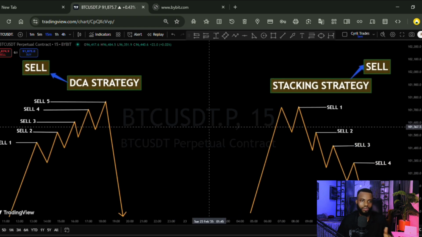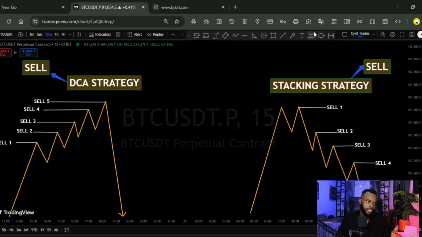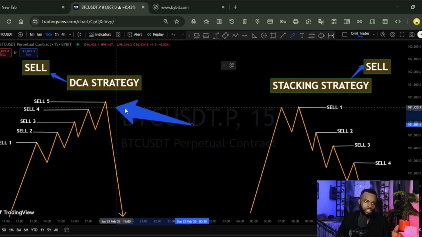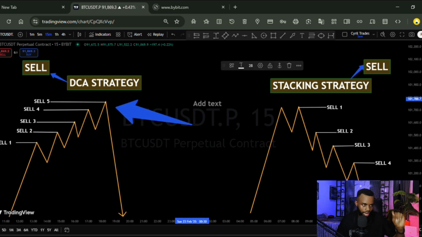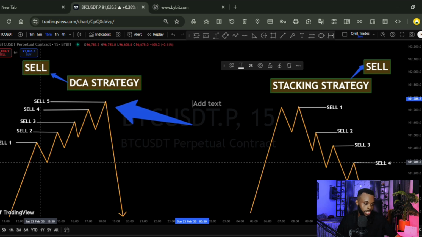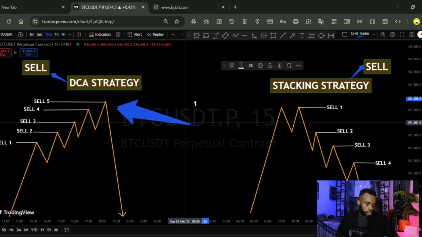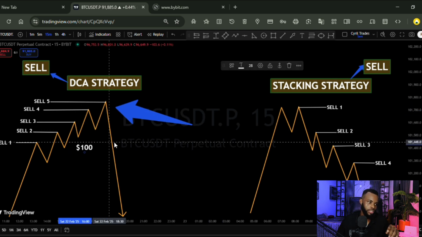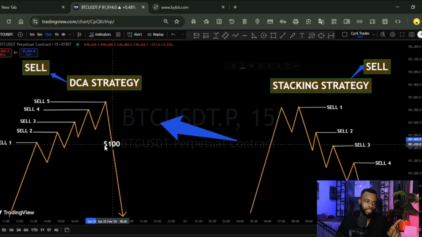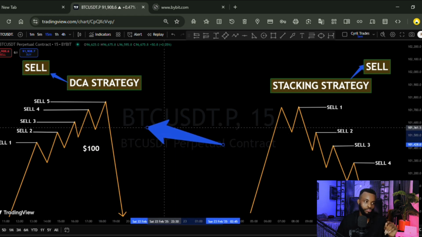As you can see on the sell side, just divide the $100 into 5. When you want to DCA, when you want to buy cheaper as the coin or the asset is going up in price, you want to buy cheaper. So now you want to be selling, not buying. Let's put it like this. This is $100. You want to risk this $100 on a particular trade, and you want to use this strategy. Divide the $100 into 5.